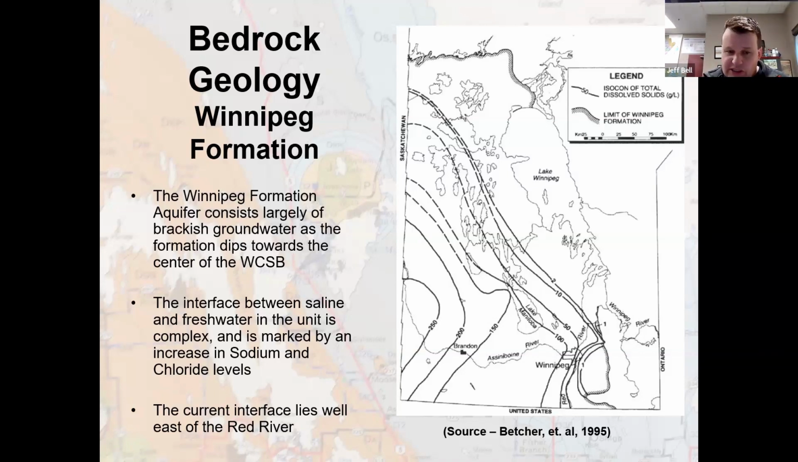The boundary that we see in the water quality is not a hard and fast boundary. The sodium and chloride levels tend to shoot up quite a bit over maybe a mile or two, and then as you keep going further west, it gets much worse. So the current interface is near the Red River. It's not really right on top of it, but it's near it. It's certainly not controlled by it.